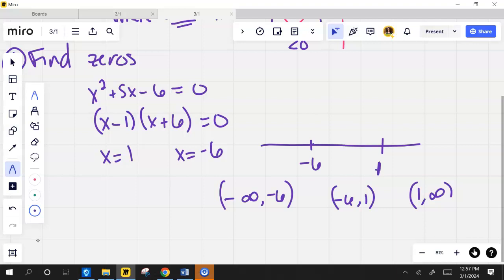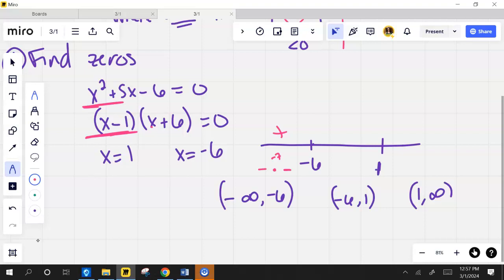So smaller than -6. You can plug into this equation, or you can plug in here. It doesn't matter. I tend to plug into the factored one because it's a little easier. I don't need an exact value. I just need to know if I plug in something smaller than -6, maybe -7, am I going to get a positive or a negative number? So let's say -7. -7 minus 1 is a negative number, right? So I got a negative times -7 plus 6, which is another negative. What's a negative times a negative?